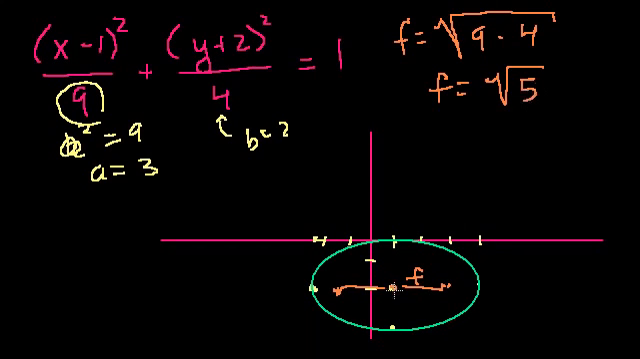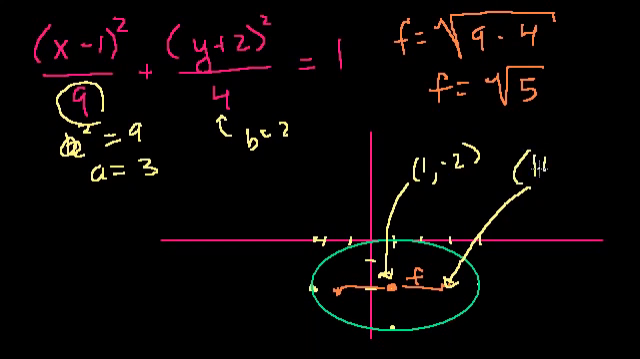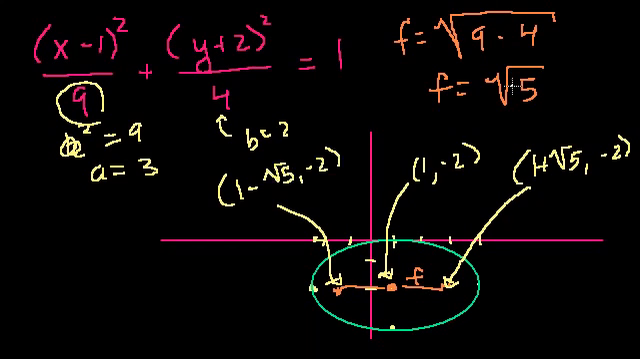So the center of the ellipse is the point 1 comma minus 2. The coordinate of this focus right there is going to be 1 plus the square root of 5 comma minus 2. And the coordinate of this focus right there is going to be 1 minus the square root of 5 comma minus 2. And all I did is I took the focal length, and since we're along the major axis, or the x-axis, I just add and subtract this from the x-coordinate to get these two coordinates right there.